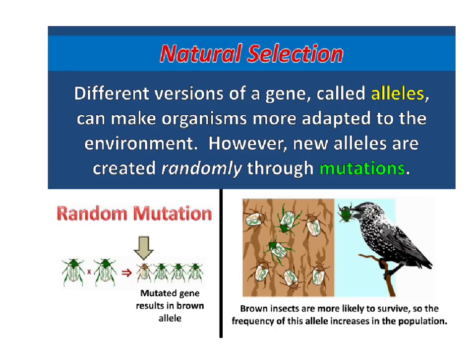Different versions of a gene are called alleles. This is like the 8 millionth time you've heard that. You're going to highlight that part. And alleles make organisms more adapted to their environment. New alleles are created only randomly through mutations. So everything that I'm underlining, you are highlighting.